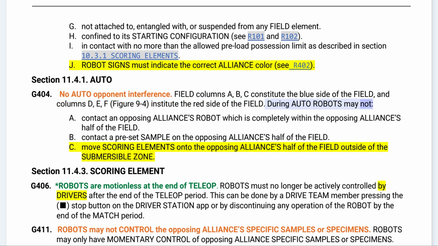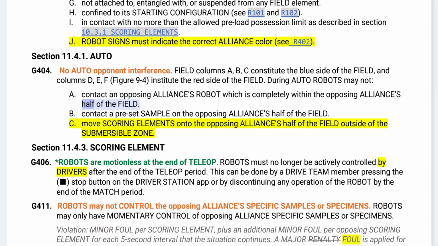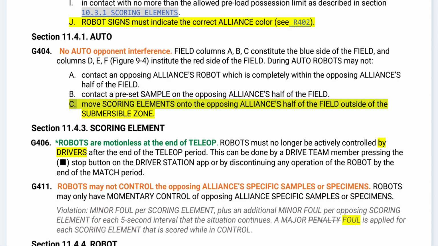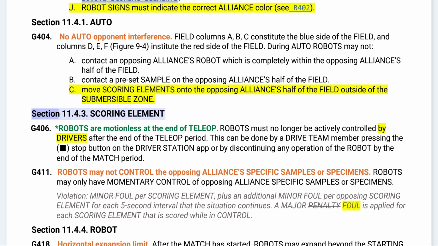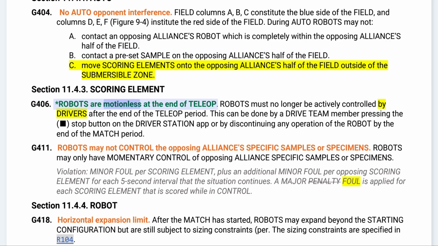During auto, robots may not A. Contact an opposing alliance's robot which is completely within the opposing alliance's half of the field. B. Contact a preset sample on the opposing alliance's half of the field. C. Move scoring elements onto the opposing alliance's half of the field outside of the submersible zone. Section 11.4.3. Scoring element, G406.